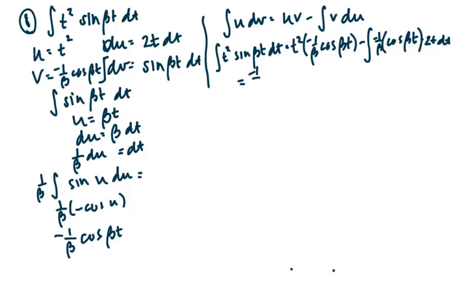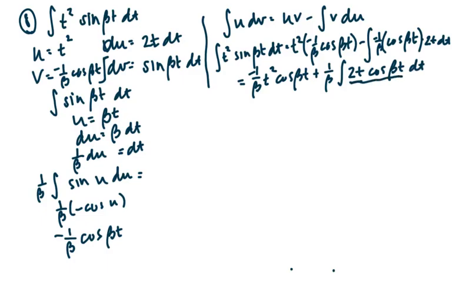Let's clean it up a little bit. We have negative 1 over beta t squared cosine of beta t plus 1 over beta integration of 2t cosine of beta t dt. Do you see why we still have integration by parts? Again, we have two functions being multiplied here. We have the 2t and we have the cosine of beta t. So we're going to have to use integration by parts again. So we're going to let u, v, du, dv, very small. U is 2t, and dv is cosine of beta t, dt.